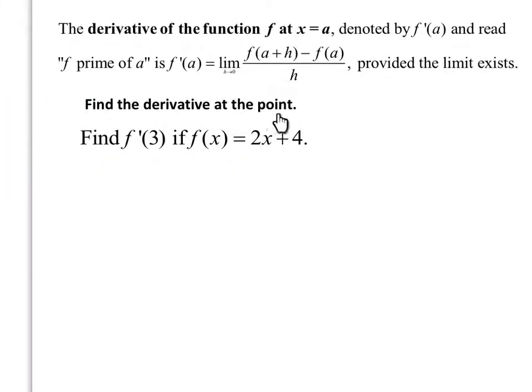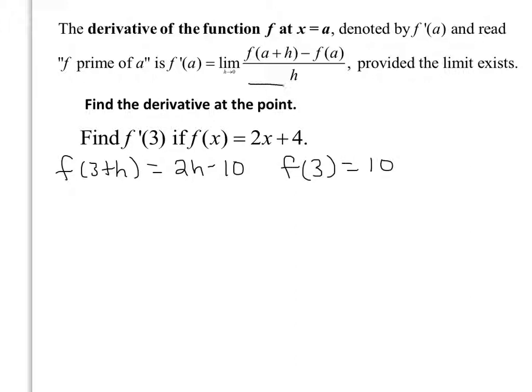Alright, it says find the derivative at the point, f prime of 3, if f of x equals 2x plus 4. So look up here. The first thing you've got to do is see how it says a plus h. So that means find f of 3 plus h. Plug that in for the x, and you get 2h plus 10. And then f of a, so the function of 3 is 10.